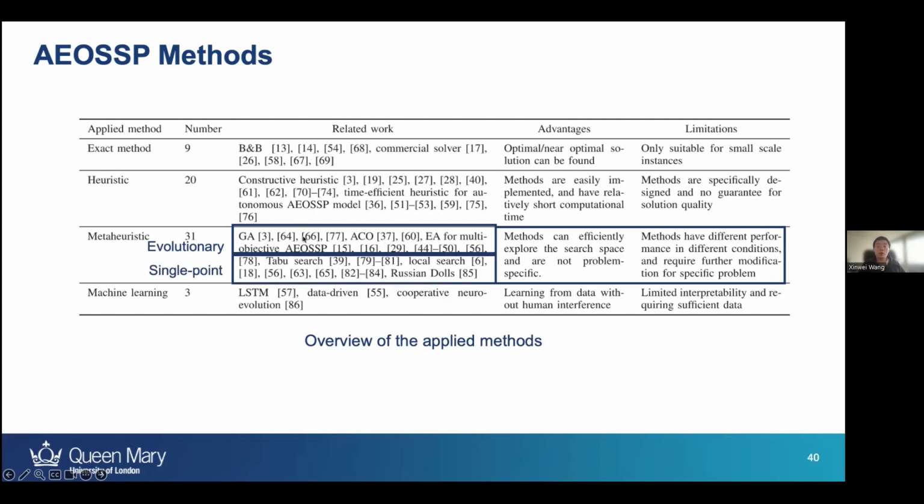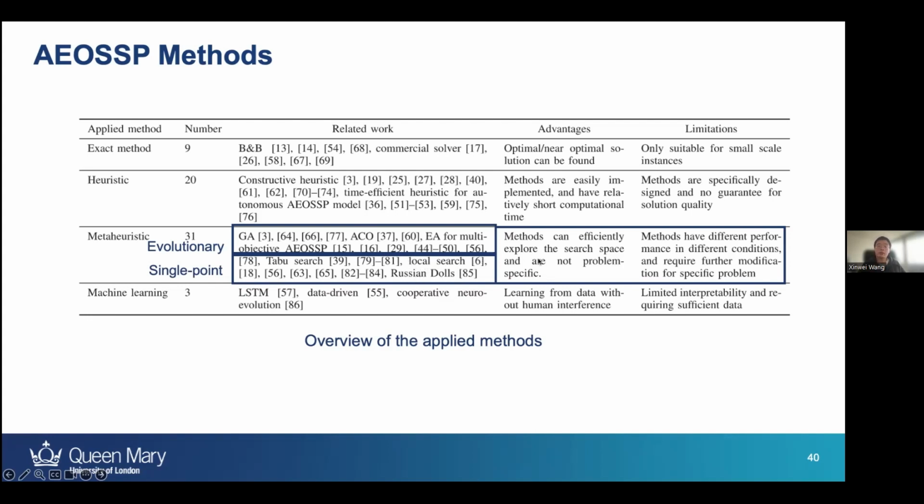And contrary to the population-based evolutionary algorithm, the single-point meta-heuristic uses a single potential solution called a point to explore the search space. For instance, tabu search uses a tabu list to prevent the algorithm from revisiting a solution that has been explored. And in local search, we can design different operators to effectively explore the solution space and in the end find a high quality solution.